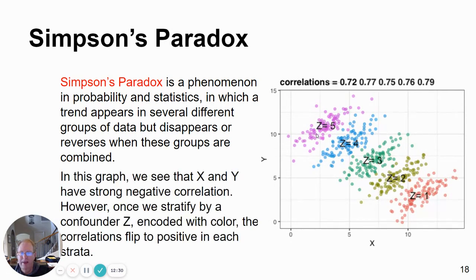In this graph, we see that X and Y have a strong negative correlation when the points are black like that. However, once we stratify by some confounding variable Z, encoded by those colors, the correlation flips to a positive correlation within each stratum. So that's Simpson's paradox. There I have a negative correlation, now I have positive correlations.